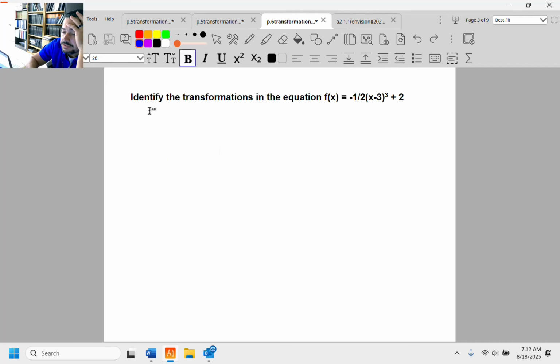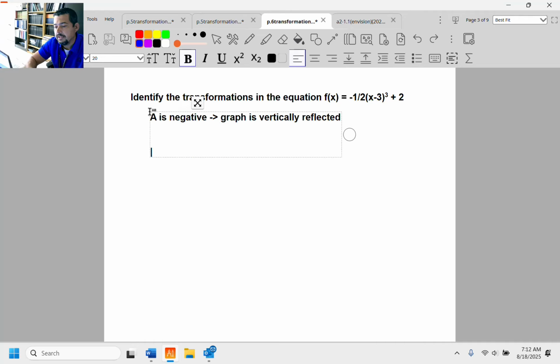Identify the transformations. So I notice that A is negative, which means that the graph is vertically reflected. I notice that A is -1/2, and the absolute value of -1/2 is 1/2, which if you just look back at the previous slide is a number between 0 and 1. So I know that the graph is vertically compressed.